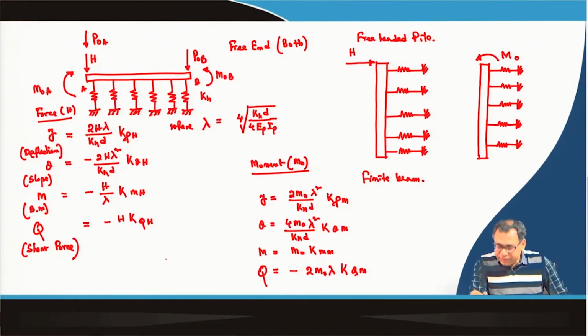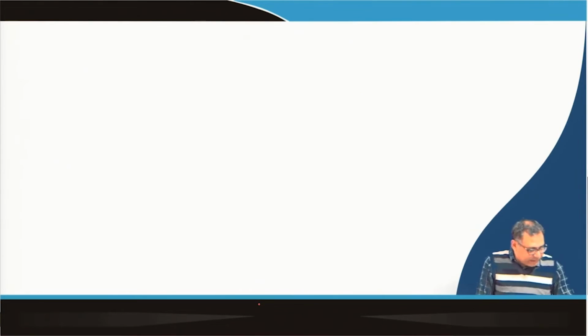So, based on that we have developed 4 equations for the moment M0 and for the force H. Now, for the free headed pile, if the pile is subjected to H only, then I will get the deflection of the pile at any point if I use the expression of y deflection. But this is for the free headed pile. Now, for the fixed headed pile, how will this equation change?